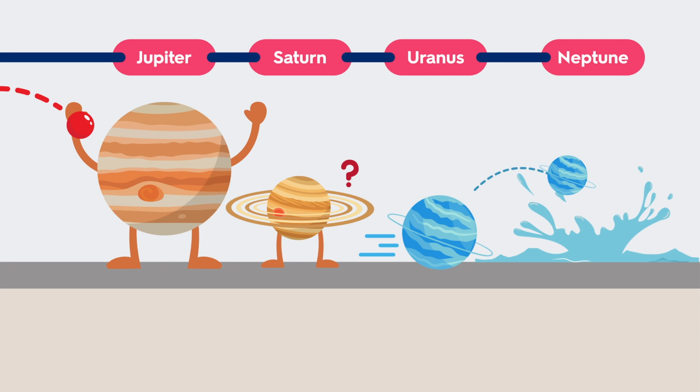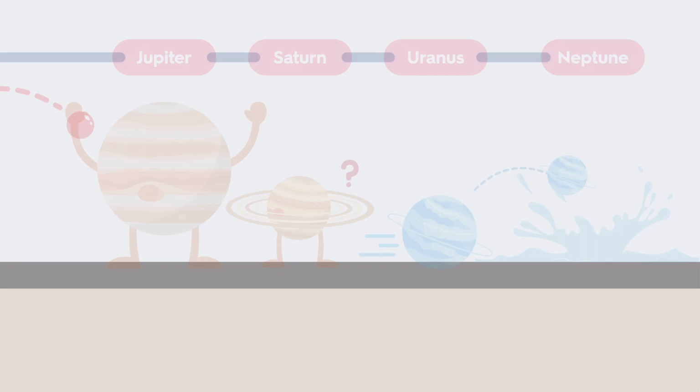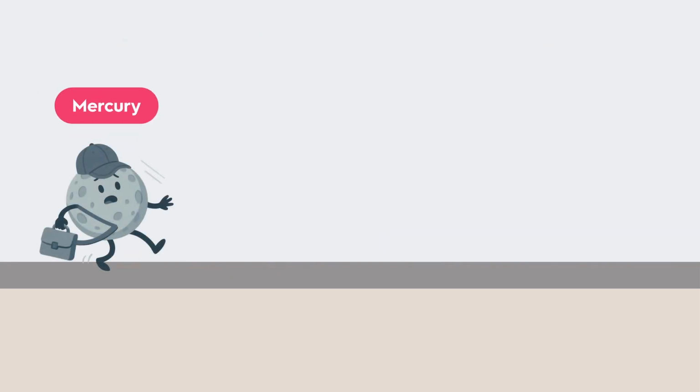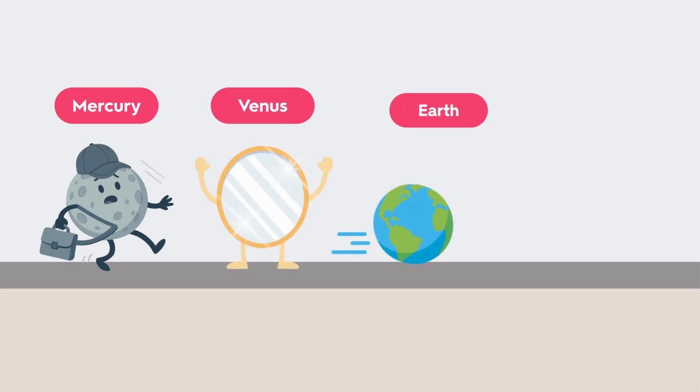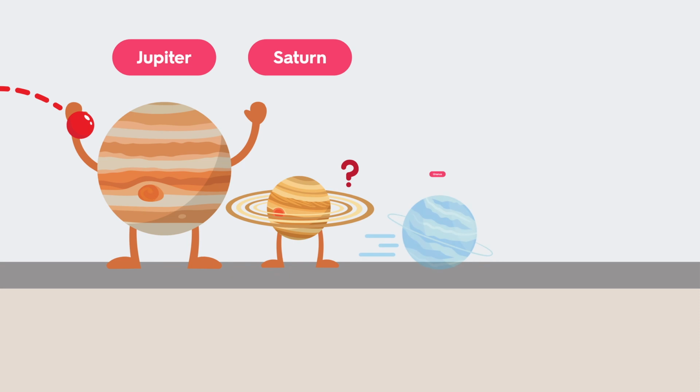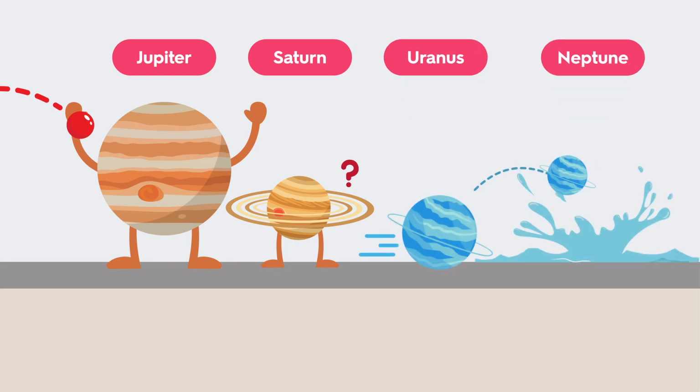To test yourself, hide the words and follow the story. Messenger, mirror, Earth ball, red paint, giant planet, rings, sideways roll, ocean splash. Each image gives you a clue for the next planet.